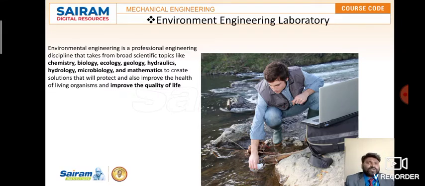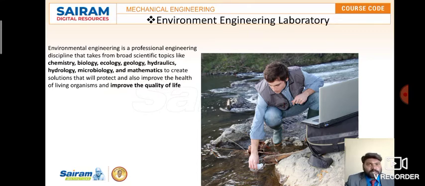And to create solutions for everything to protect and improve the health of living organisms and improve the quality of life. So that is all about these environmental engineering laboratories. So they check the water quality, air quality, soil quality. So in each and every department, they try to improve the quality of life, and make our human organisms, the living organisms, feel comfortable.